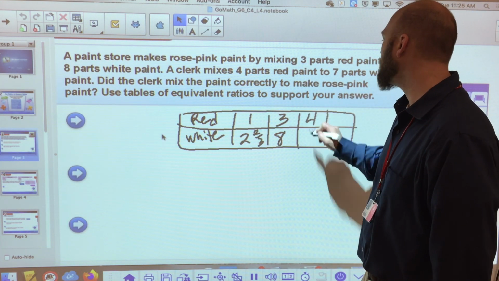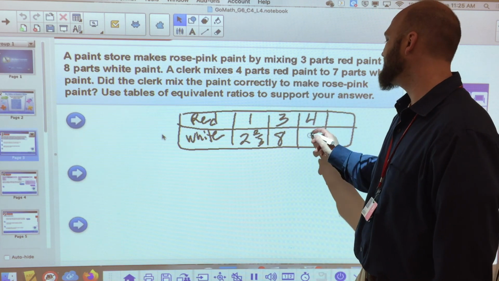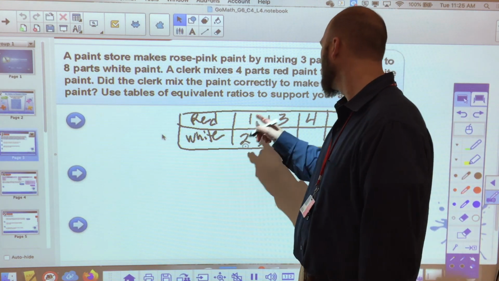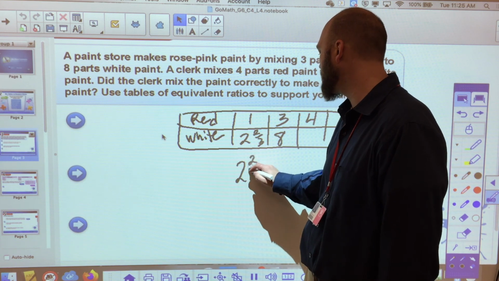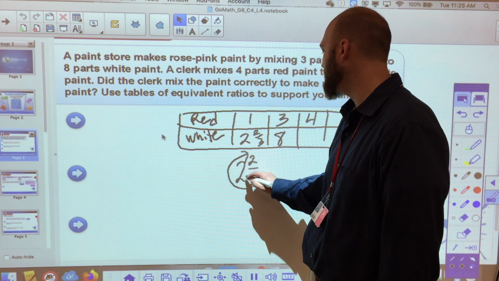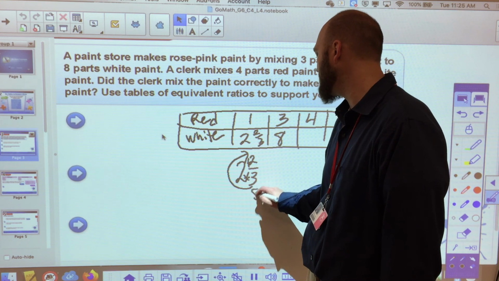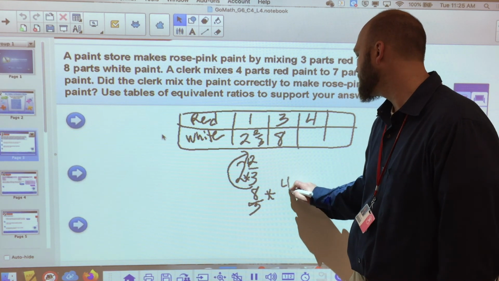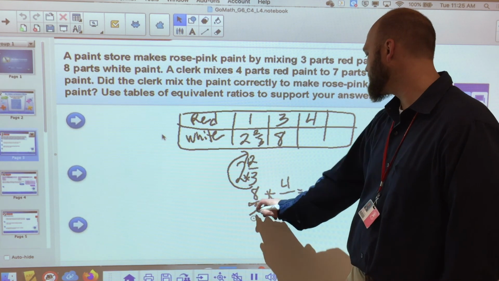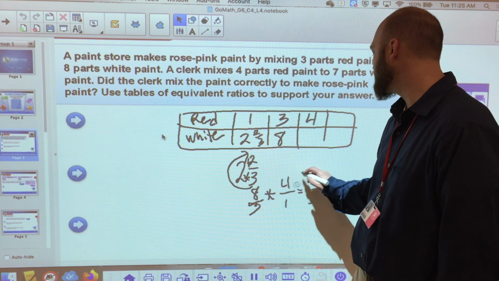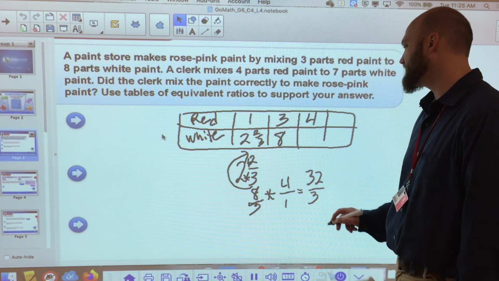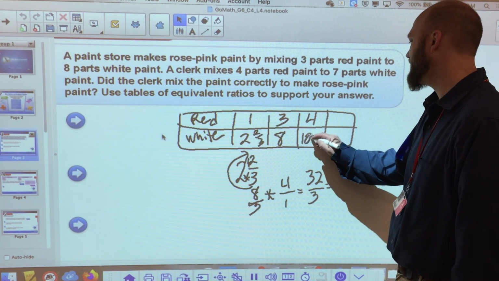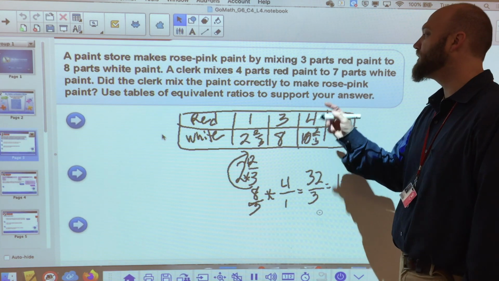So what about 4 parts red paint? Is it 7? Well, already I can show that it shouldn't be 7, but we'll do the math just to check. 1 times 4, and I have 2 2/3, which, see method, 3 times 2 plus 2, that gives me 8/3. And I'm going to multiply that by 4 over 1. And I get 3 times 1, which is 3, 8 times 4, which is 32. 32 divided by 3, that's going to go 10 2/3 times. 10 2/3. No, he is not correct.